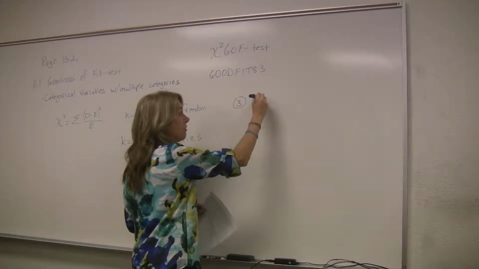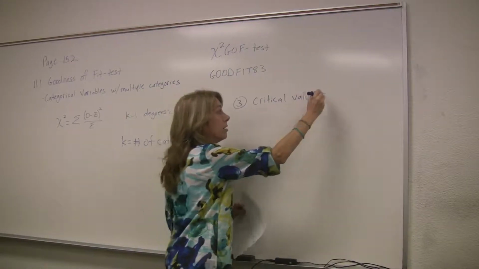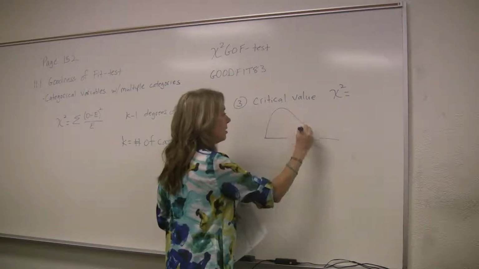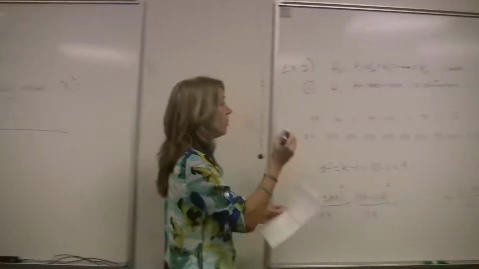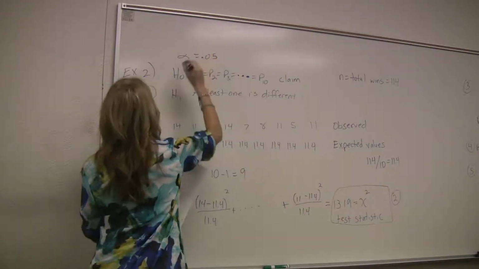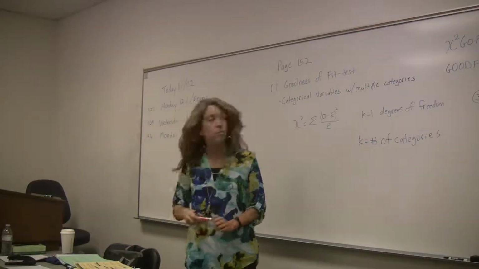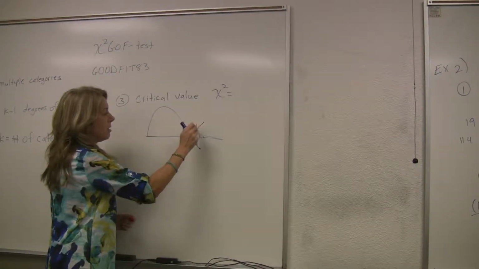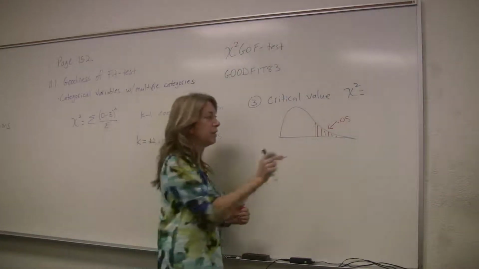Step 3 is either critical values or p-values. I'm going to do both. So when I draw the picture, was it 0.01? Did I write it down? I didn't. 0.05. Alpha equals 0.05, significance level. Always a right-hand tail test. This is 0.05. Degrees of freedom is 9.